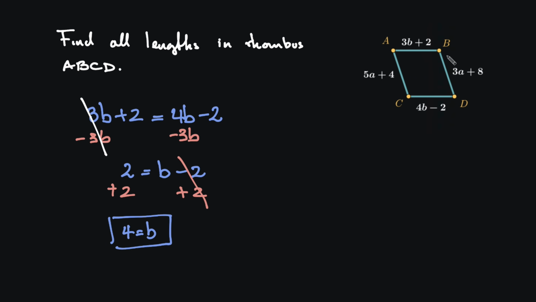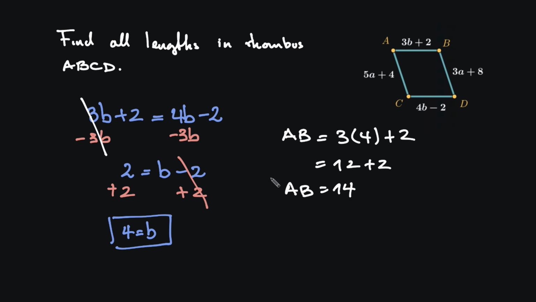To find the length of these sides, we know that AB is going to be equal to 3 times the value of b, that is 4, plus 2. 3 times 4 is 12, plus 2 is going to be 14. So AB is equal to 14, right? So since we know that all sides are equal, then all the sides are equal to 14.